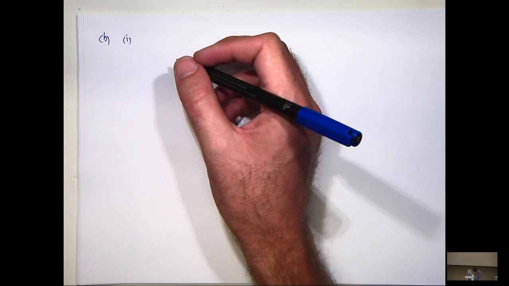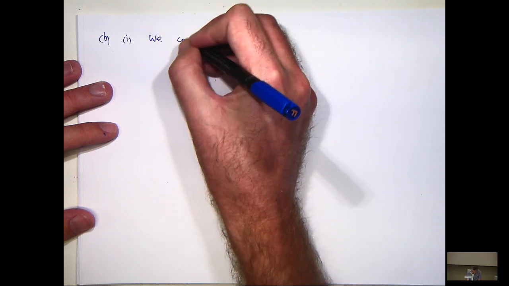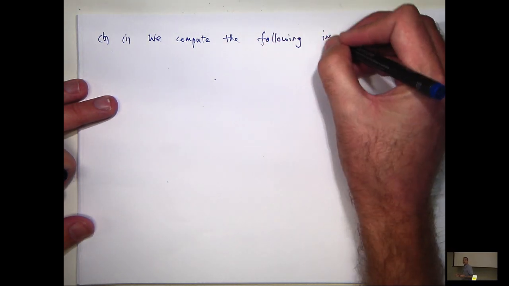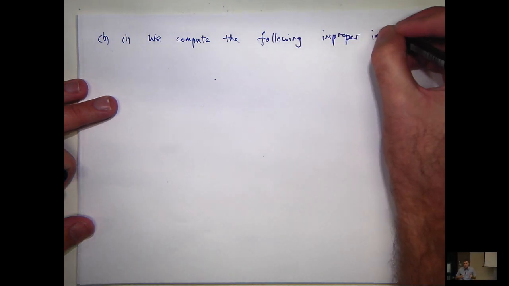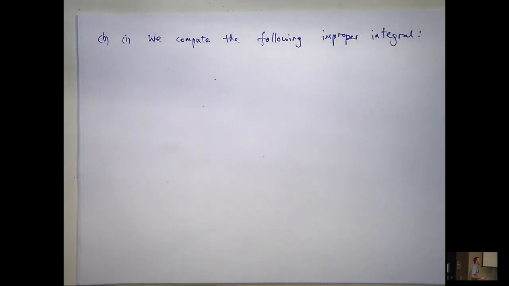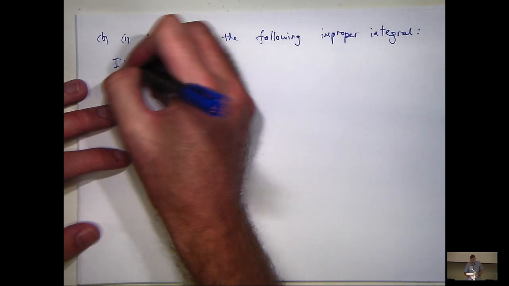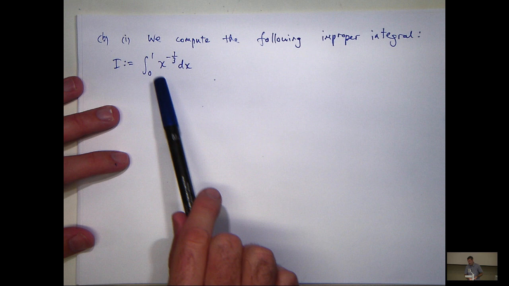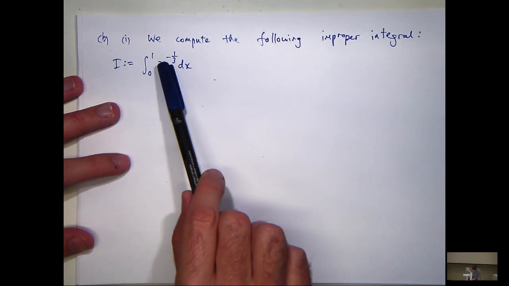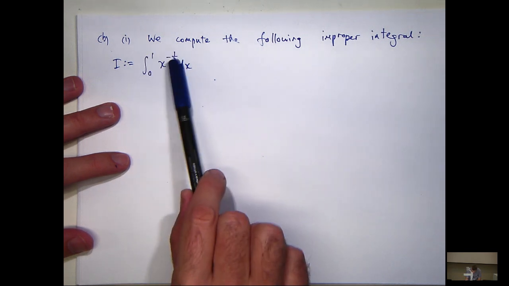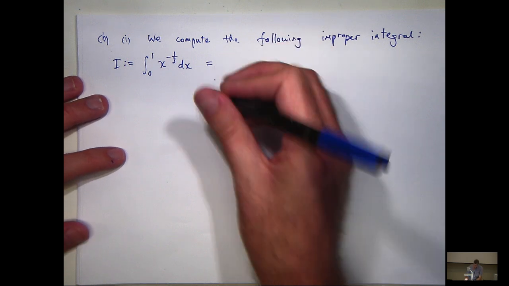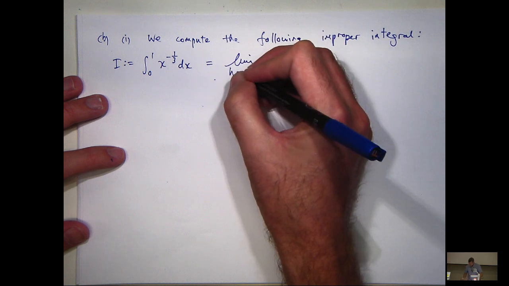So to set you up for that, they ask you to compute the following improper integral. So I'm going to just denote this to be I. So the potential problem is that at x equals 0, our integrand, the function that we're integrating, isn't defined at x equals 0. So think back to first semester. An improper integral can just be written as a limit.